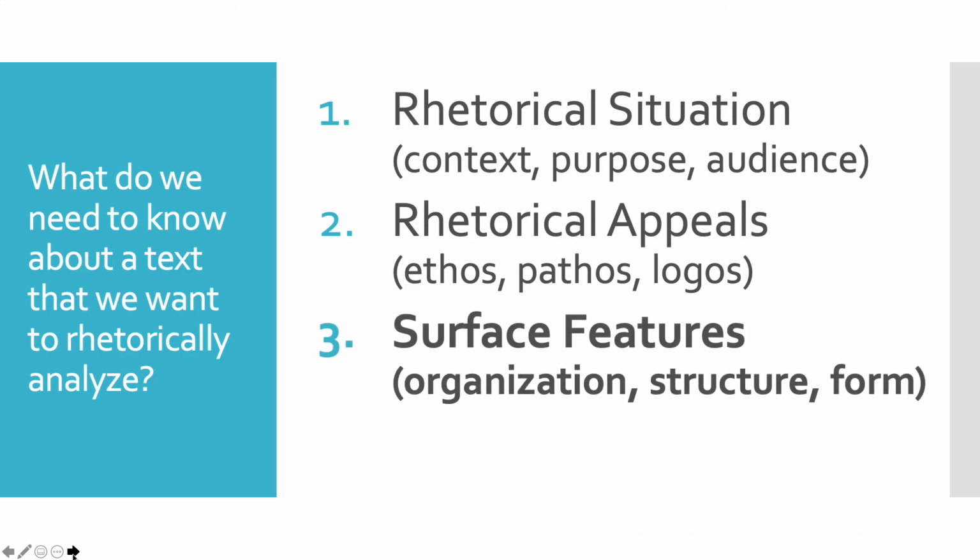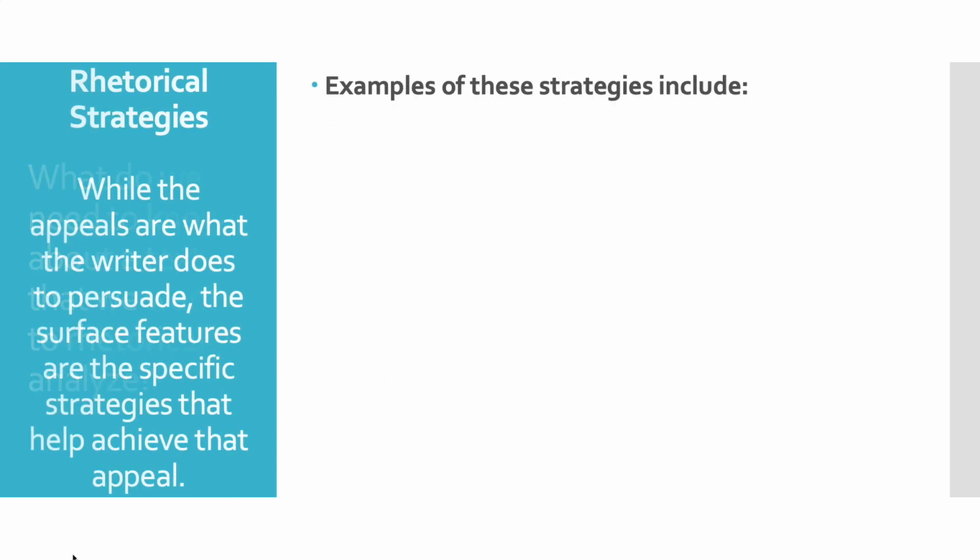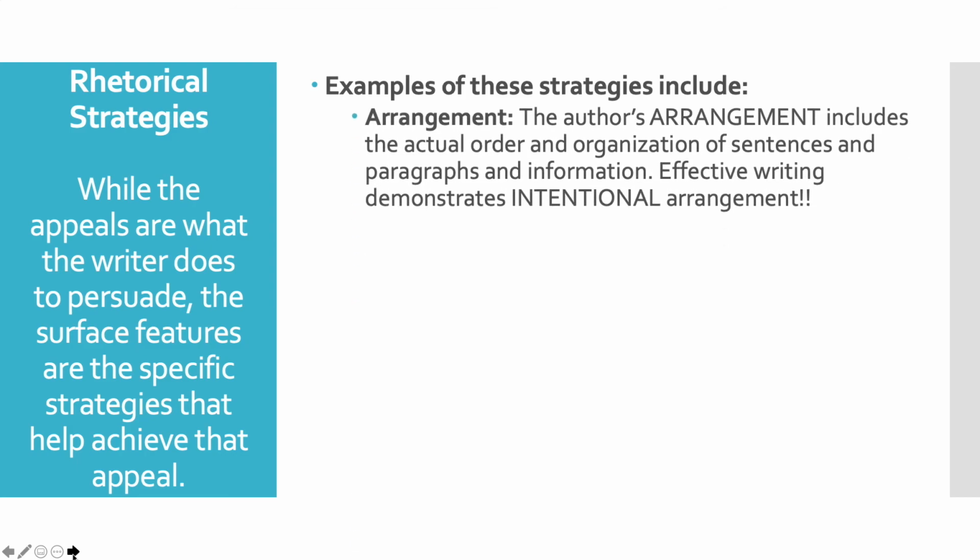So we've talked about the rhetorical situation and we've talked about the rhetorical appeals, but now we have to think about the surface features. The surface features, when we begin to take a look at them, those are the rhetorical strategies. While the appeals are what the writer does to persuade, the surface features are the specific strategies that help achieve those appeals. Now we'll be dealing with, let's say, a text. In our case, it'll be a speech.